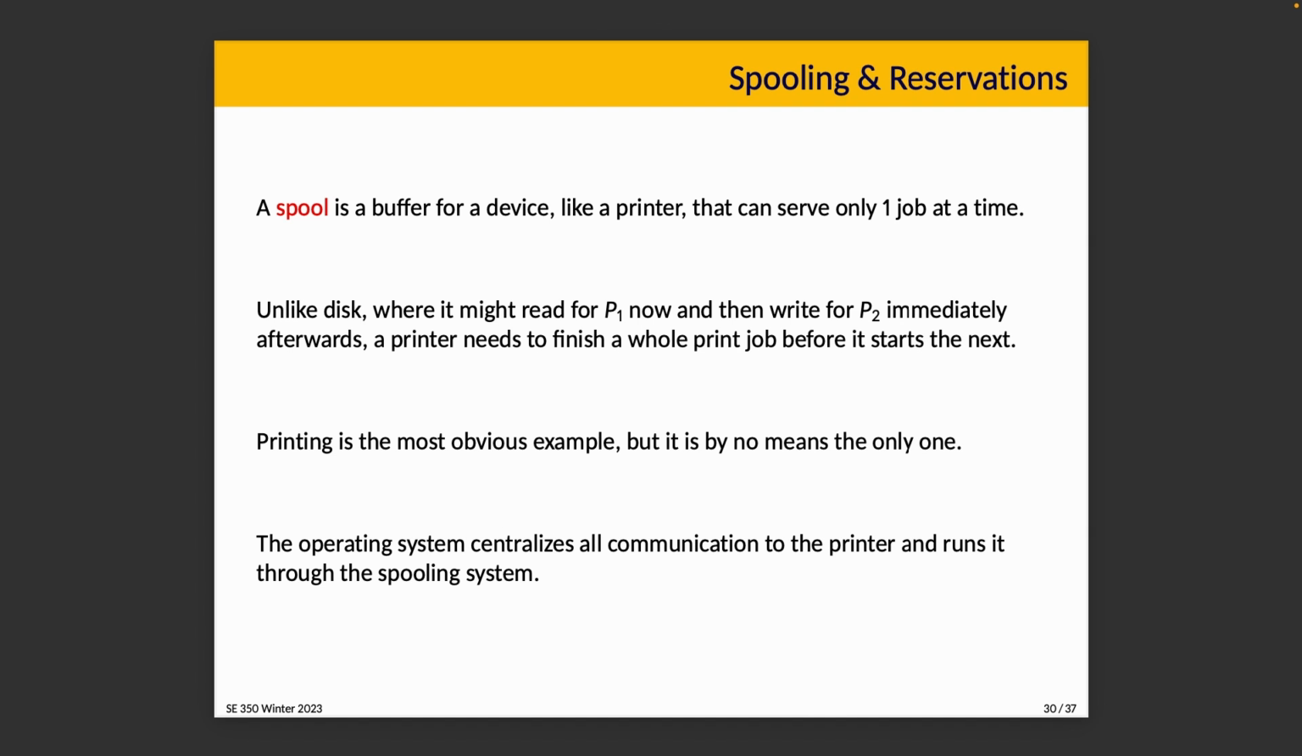And we'll also talk about spooling and reservations, because they kind of go together. A spool is a buffer for a device like a printer that can serve, say, only one job at a time.